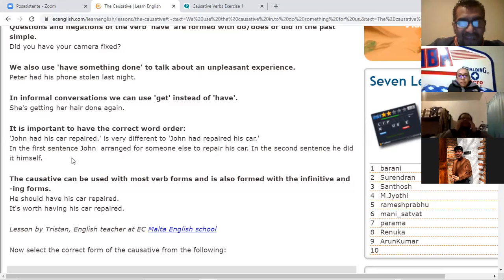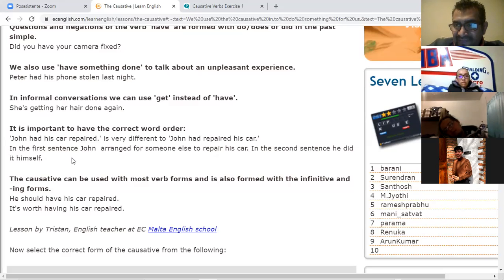Porfis. The causative can be used with most verb forms and is also formed with the infinitive and ing forms. For example, he should have his car repaired. It's worth having his car repaired. Aquí básicamente lo que nos están diciendo es que podemos utilizar diferentes estructuras, ¿no? Tenemos el should en la primera y tenemos el have en la segunda. Bueno, el having. It's worth having. Vale la pena, ¿no?